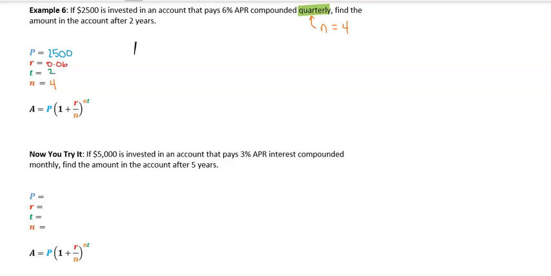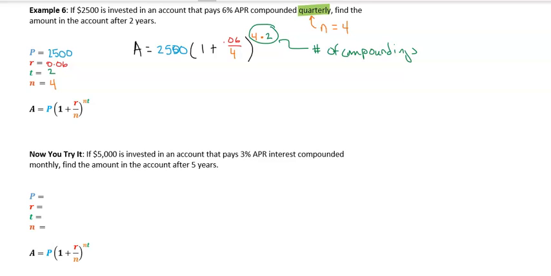Right. So we get A equals 2,500 times 1 plus R is 0.06, N is 4, and then it's going to be raised to the power of 4 times 2 years. 4 times a year times 2 years. What this gives you right here is the total number of compoundings. Okay, the total number of times that it's compounded. So 4 times a year times 2 years is 8 times. So there's nothing really magical about this formula. That's pretty straightforward.